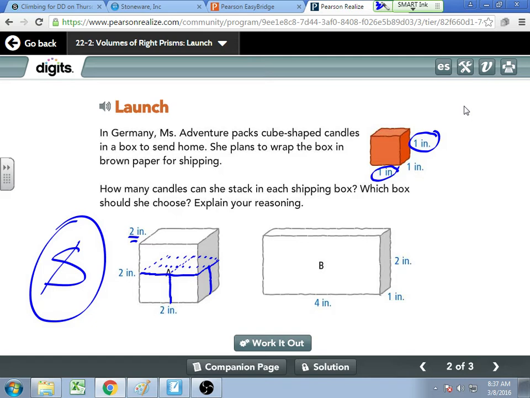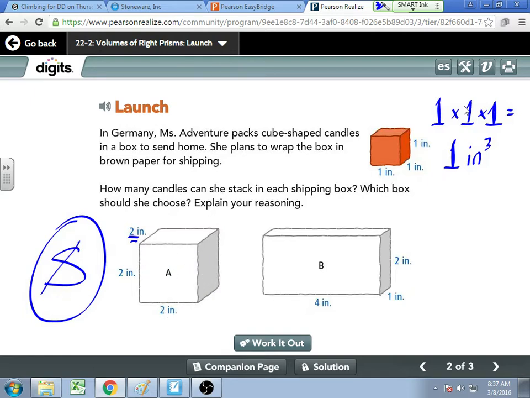We could also figure this out by using the volume, and look at the volume of this candle is going to be 1 inch by 1 inch by 1 inch, which actually equals 1 inch cubed. Because it's volume, it's always going to be cubed. We could then compare the volume of this shape by doing 2 inches by 2 inches by 2 inches, which actually equals 8 inches cubed. And that also tells me that I can actually fit 8 of those candles in.